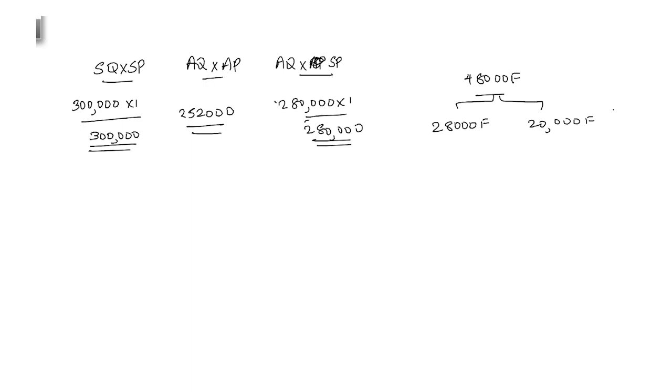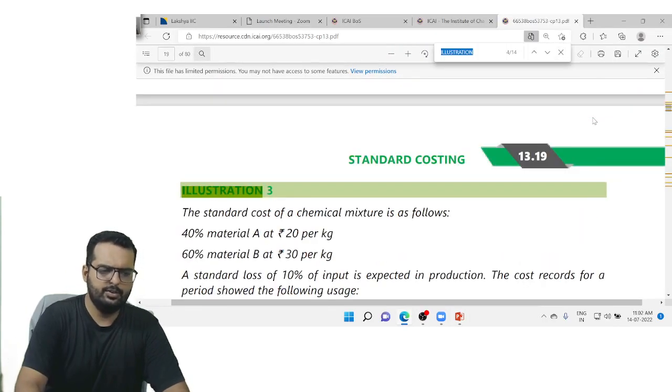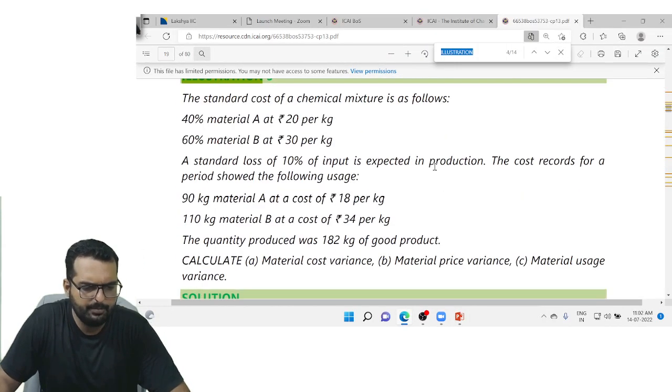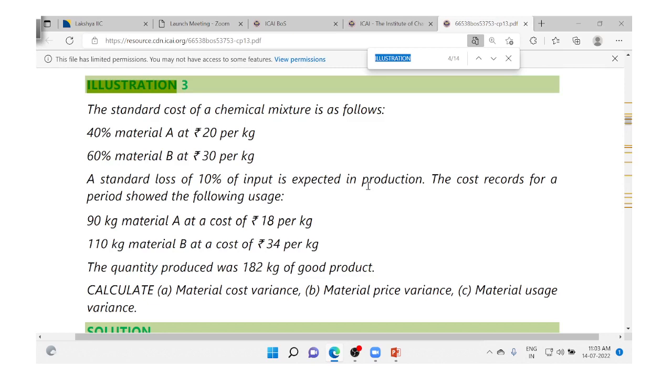All right, friends, are you all done writing this? Fine. Can we go to the next question now? Illustration 2 is done. Illustration number 3. Your 5 minutes starts now. Try doing this on your own, then we will do it together. First we'll do all the material, labor problems and variable overhead. After that, I'll give you an elaborate discussion on fixed overhead once again.